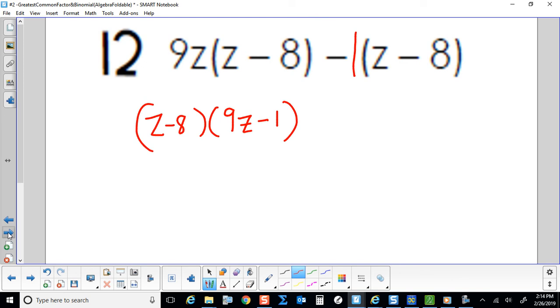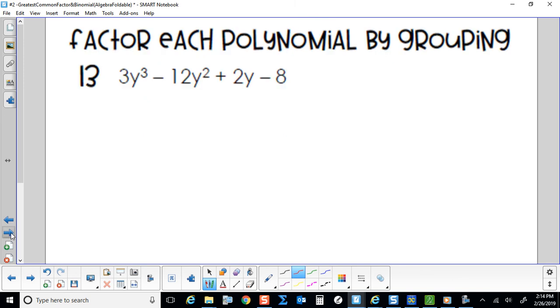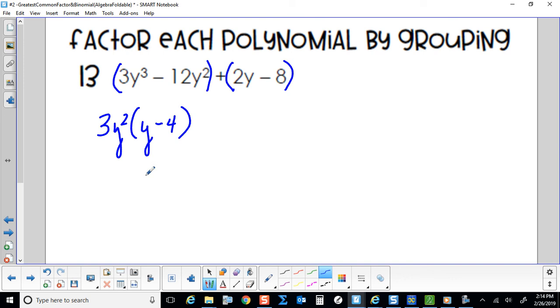All right, so we just factored out the greatest common factor there. Now that's going to help us factor these 4-term polynomials. So what we're going to do first is group these two terms, and group these two terms, and find the greatest common factor of 3 and 12 is 3, and of y to the 3 and y squared is y squared. And the greatest common factor of 2 and negative 8 is a 2.